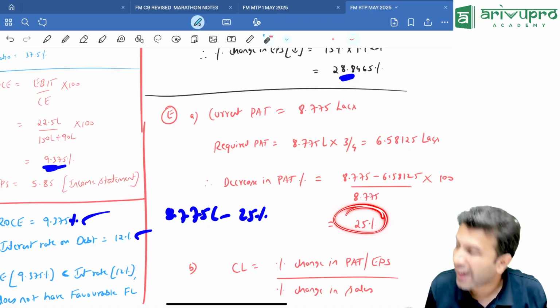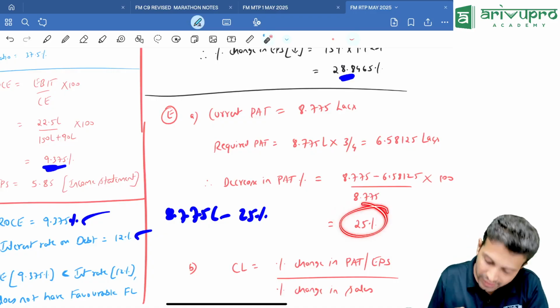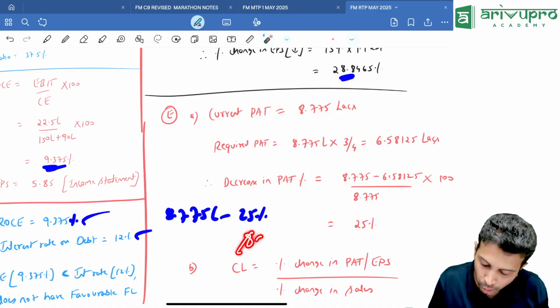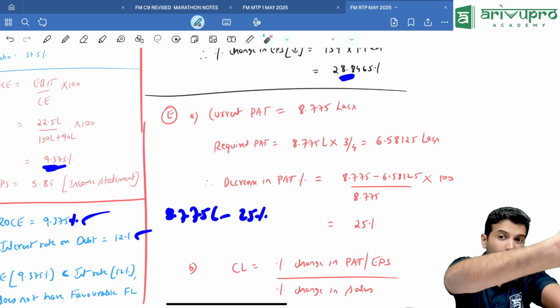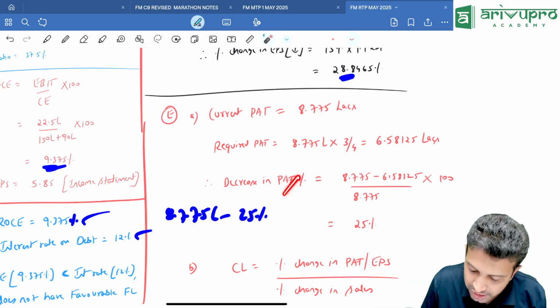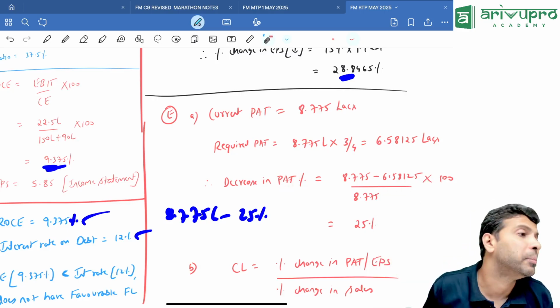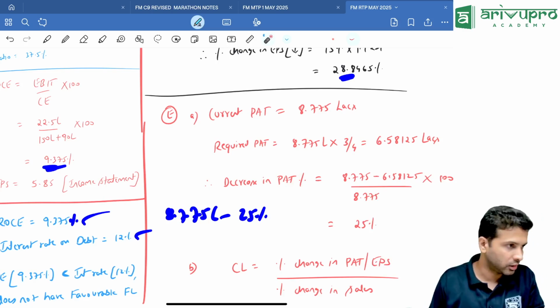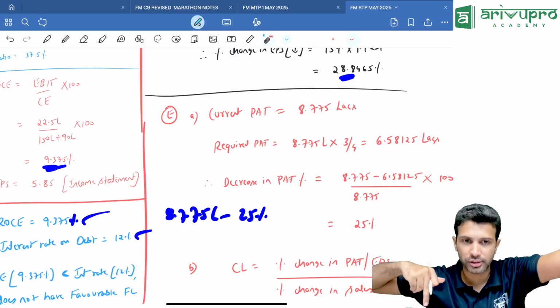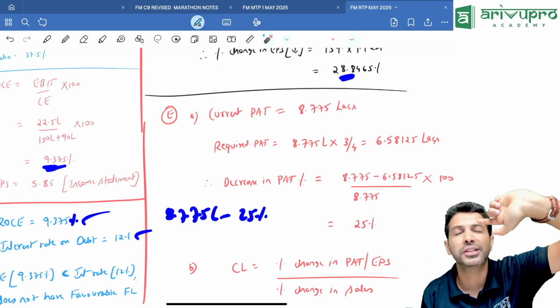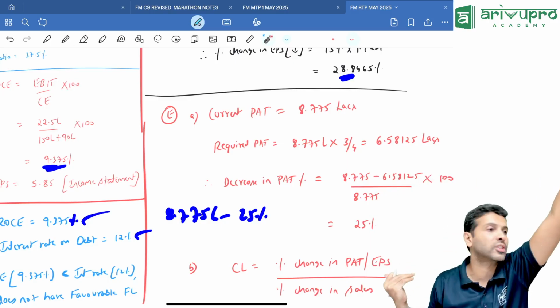Now they have given you PAT, the reduced percentage. They are asking you how much is sales. Now tell me which leverage measures the relationship between sales and PAT. You can call it PAT or you can call it EPS, one and the same. I told you, they all go hand in hand. In fact, we did one question on this and I told you clearly. Which leverage measures the relationship between sales and PAT or sales and EPS?